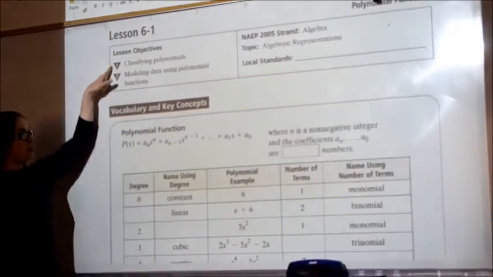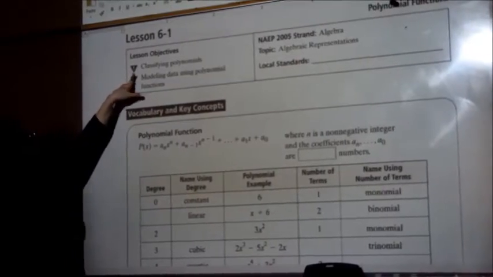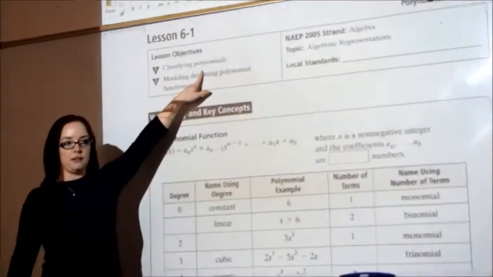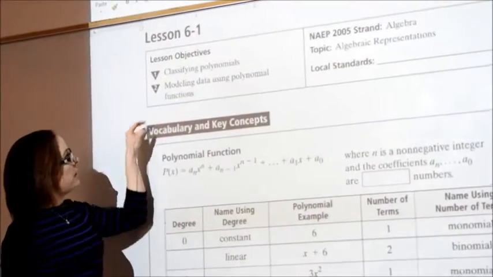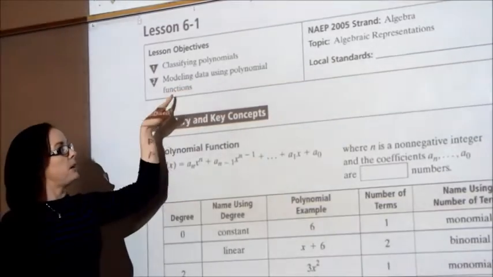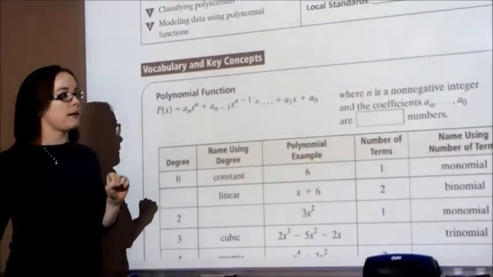And we have a couple of objectives today. Our objectives are, number one, to classify polynomials, so to be able to look at it and describe it. And for two, we're going to model data using polynomial functions. So these are the two things that we want to achieve today.